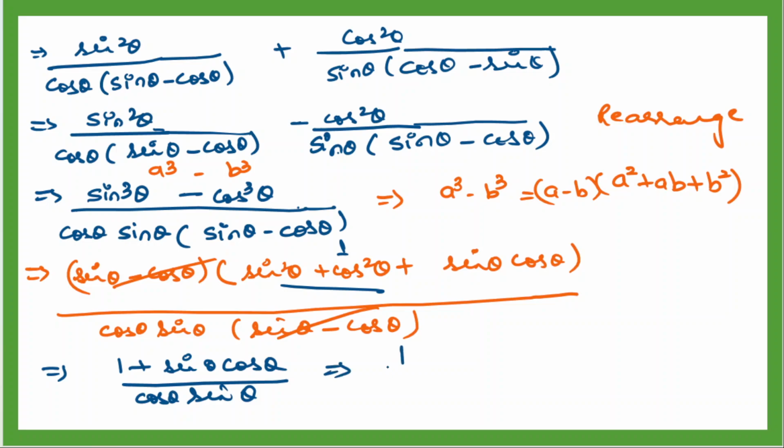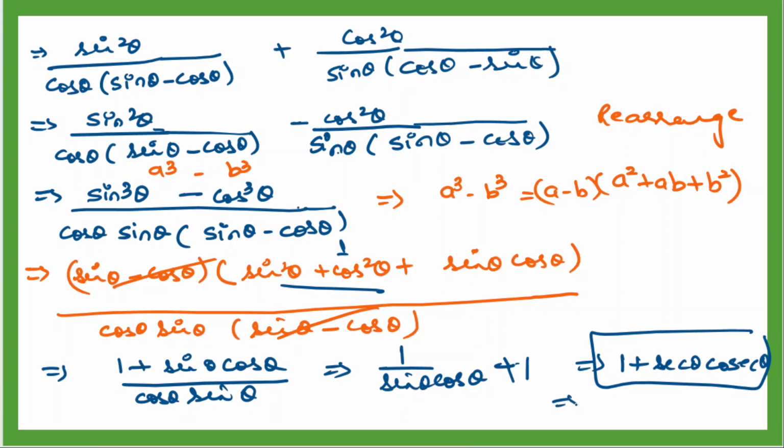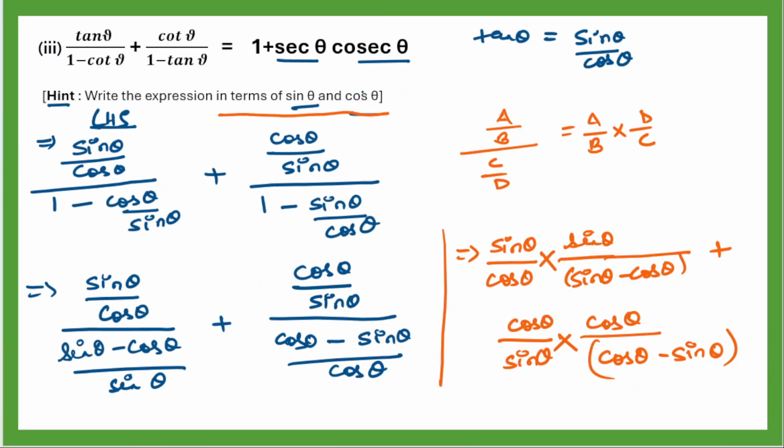So you can write it as 1 divided by sin theta cos theta plus 1. So what is 1 divided by sin theta cos theta? You can write it as the reciprocal of sin theta and cos theta, which is sec theta and cosec theta. This is the reason why we have converted our left hand side in the form of sin theta cos theta. So we get the reciprocal of sin theta cos theta as sec theta and cosec theta, which equals your right hand side. Okay, this is a little bit tricky question.